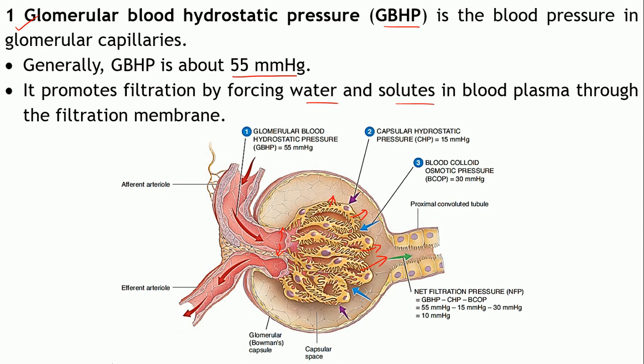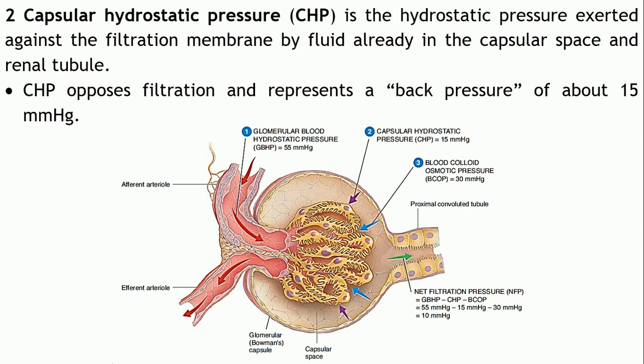So it will aid in movement of the substance from within the capillaries towards the capsular space. So this particular pressure, that's the glomerular blood hydrostatic pressure, and it is 55 mmHg. Now the second pressure is the capsular hydrostatic pressure, CHP.